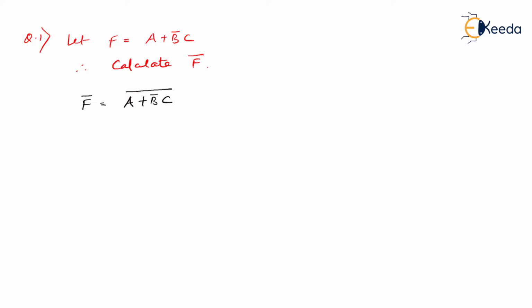Now we have learned De Morgan's theorem, in which a plus b the whole bar is equal to what? It is a bar dot b bar. So I can use De Morgan's theorem. I can treat this as a and treat the whole b bar c as b itself. By applying De Morgan's theorem, I can write it as a bar dot b bar c whole bar. I hope you get my point.